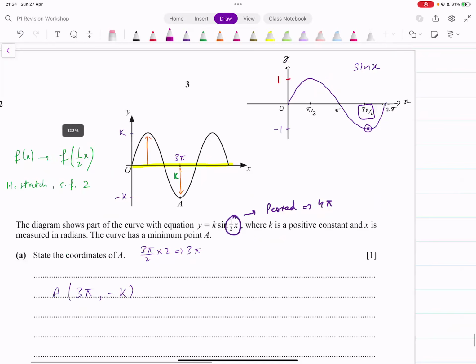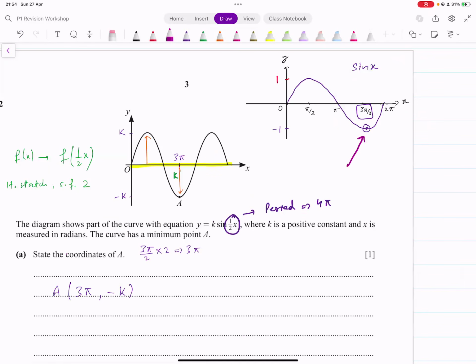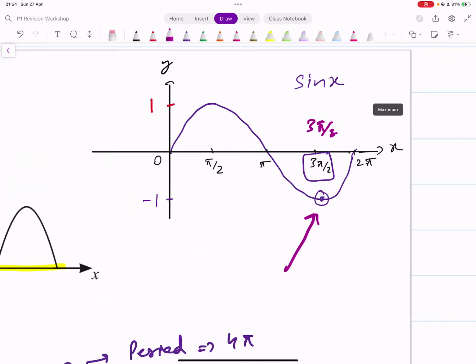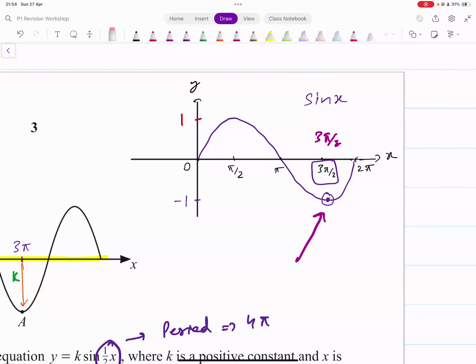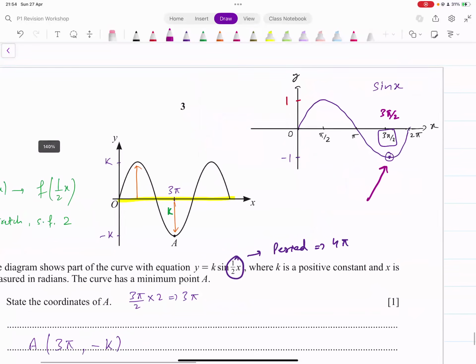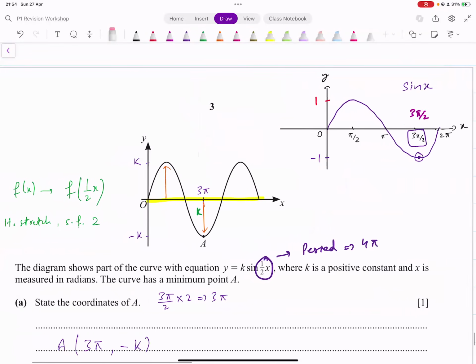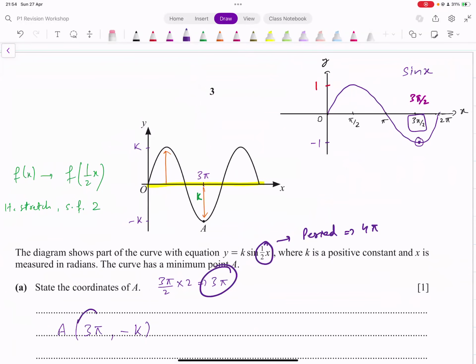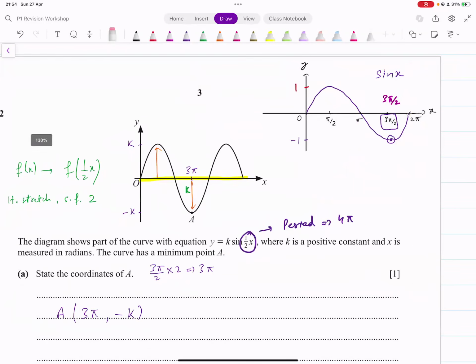In the original graph, this minimum point comes at 3 pi over 2, right? The minimum point comes at 3 pi over 2 in this original graph. When it is stretched by a scale factor of 2, that gets multiplied by 2. 3 pi over 2 times 2. What does that give you? That gives you 3 pi, and that's the x coordinate of that minimum point. So it's 3 pi and minus k. That's the point that you get there.